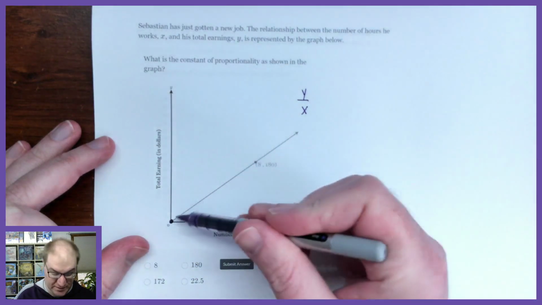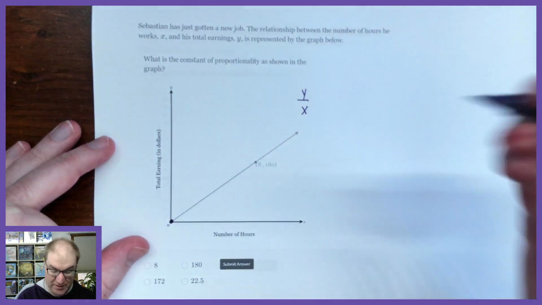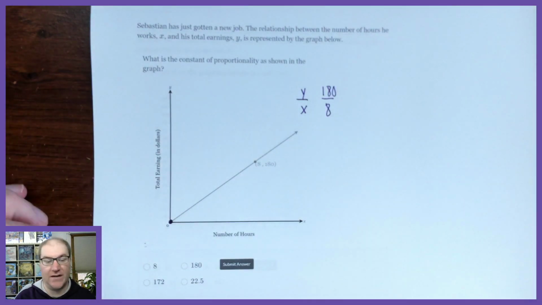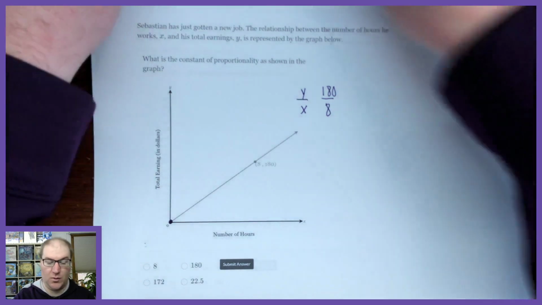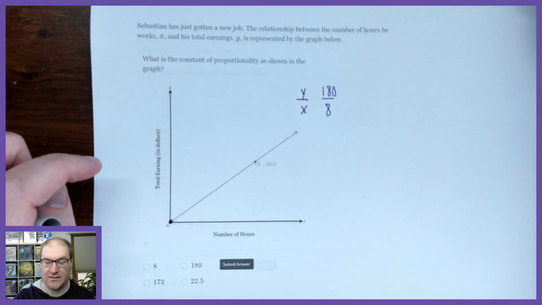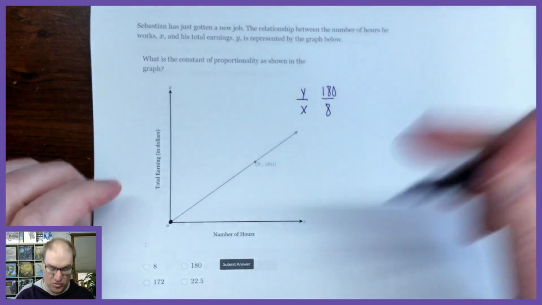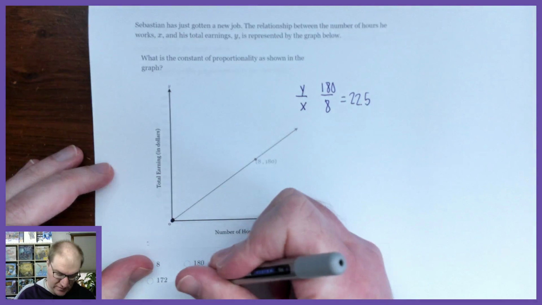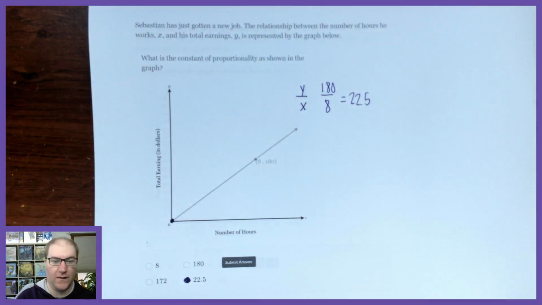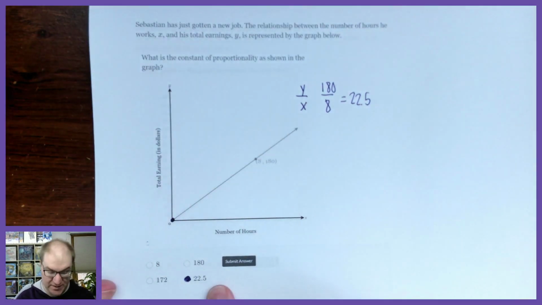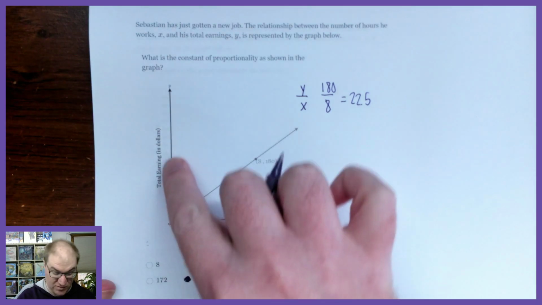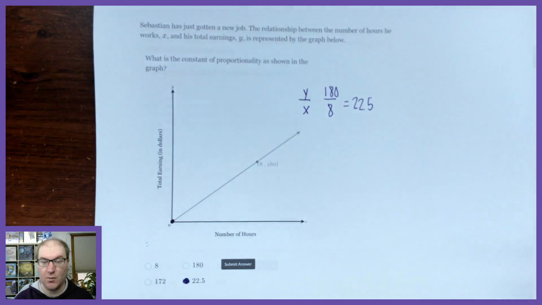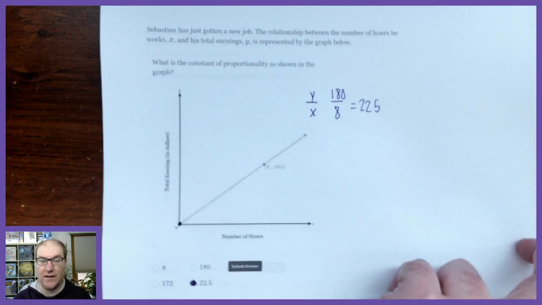This is a line, and it does go through the origin. So if I want the constant of proportionality, I just need to do 180 divided by 8. And 180 divided by 8 is 22.5. The constant of proportionality for this problem is 22.5. There's no label on this answer, but what that means is that he earns $22.50 for every hour he works. So he works 1 hour, he makes $22.50.